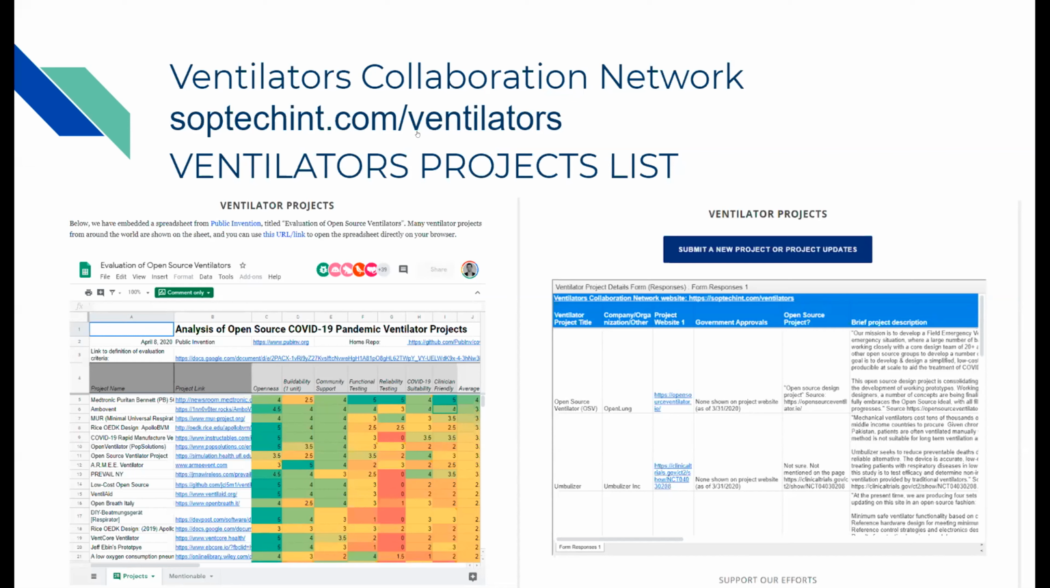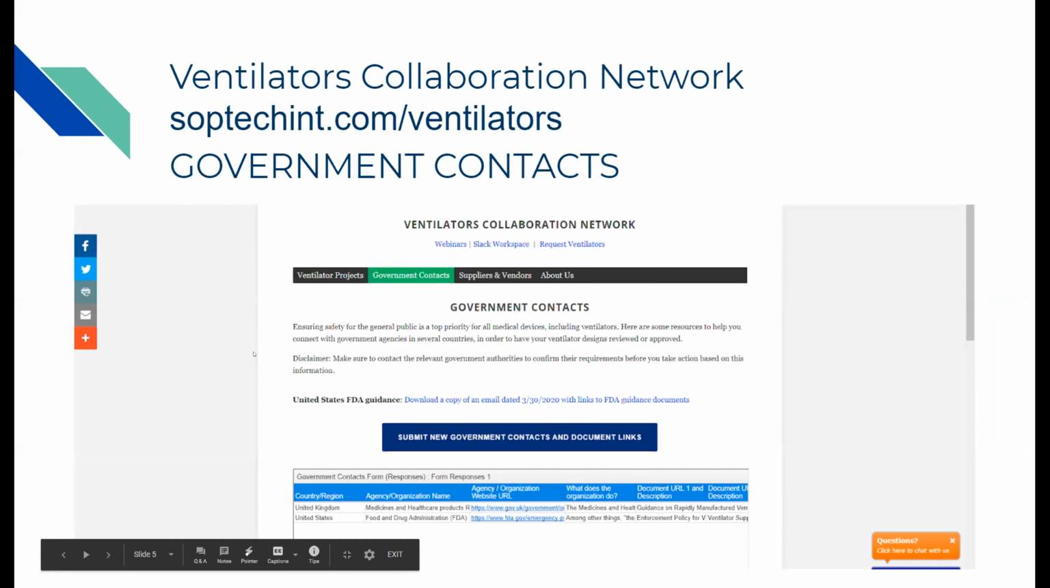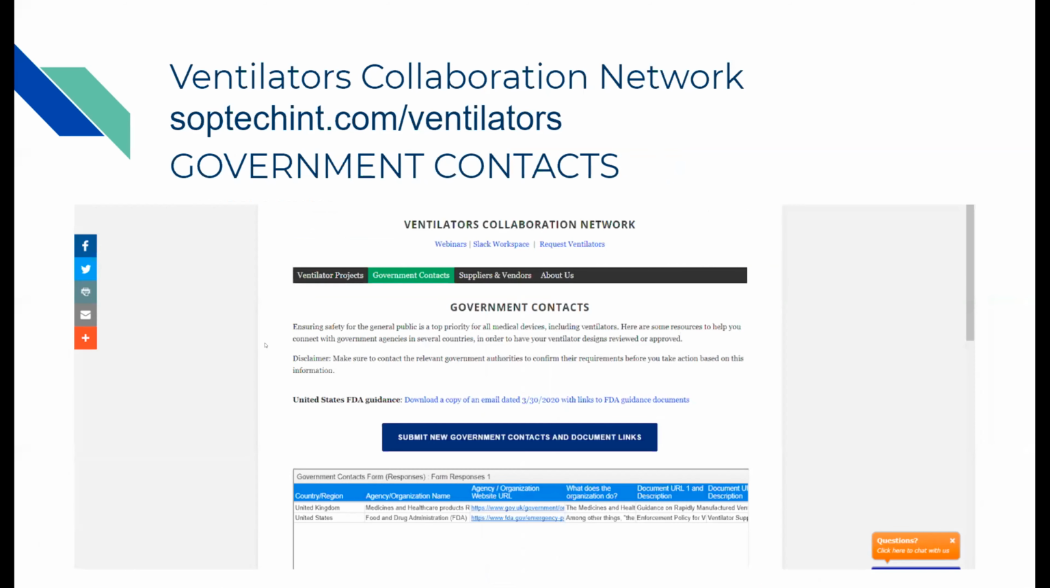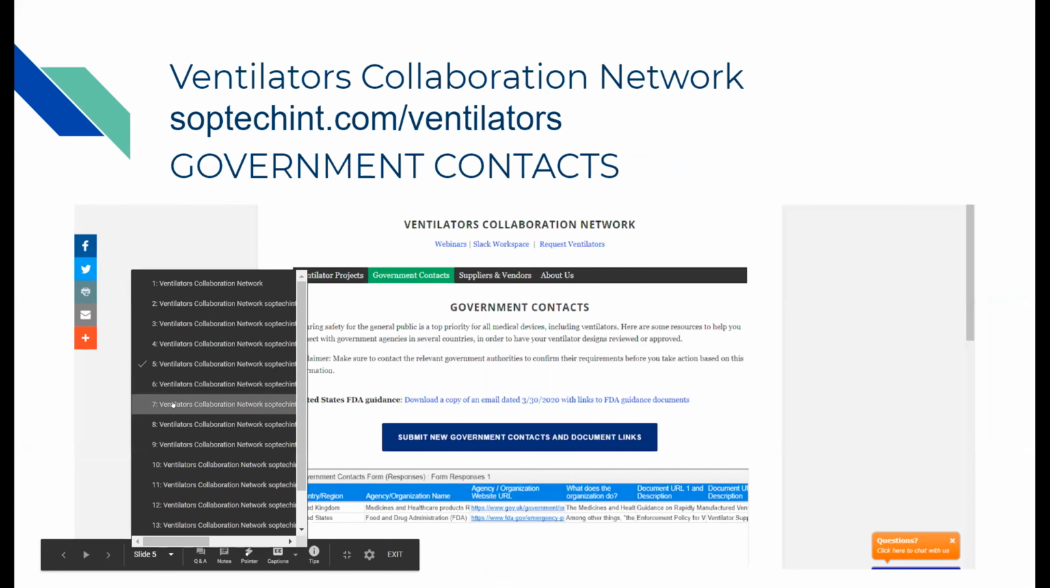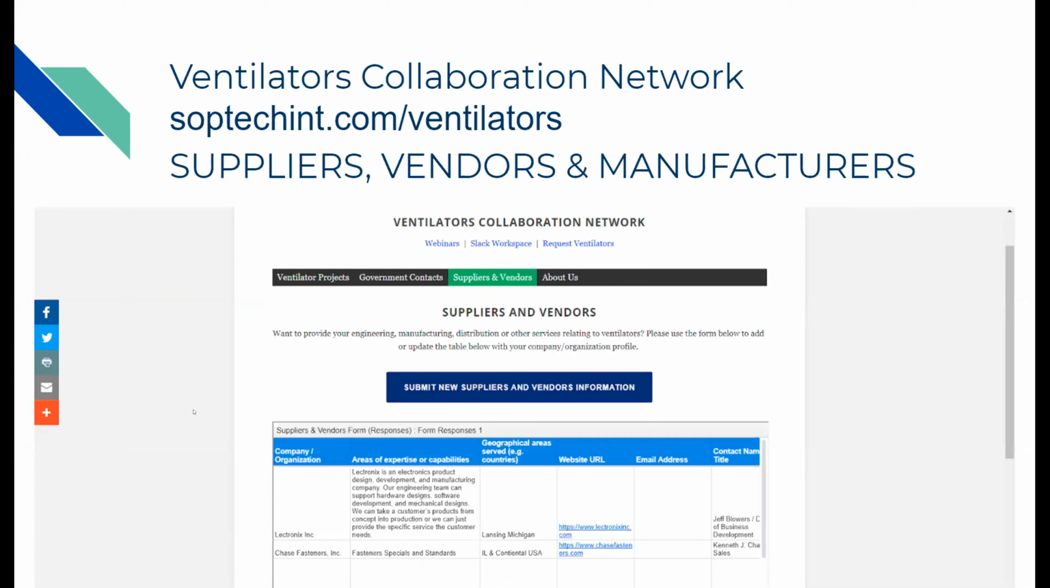So if you go to our homepage here, soptechint.com/ventilators, you actually will see the embedded spreadsheet there. You can link to it directly if you want. And at this point, there are probably around 80 projects on there. And this is updated quite regularly and automatically. So if you want that information, it's there. The government contacts page is also available. Let me go here. I'm quickly going through these since most of you have already seen this.